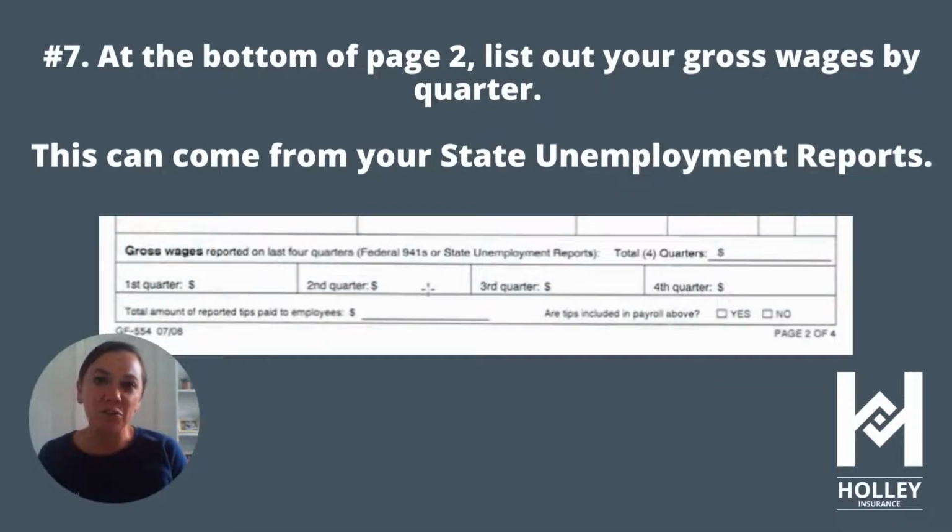At the bottom of page 2 is where you're going to list out your gross wages by quarter. This information can usually be pulled from your state unemployment records from the past year.